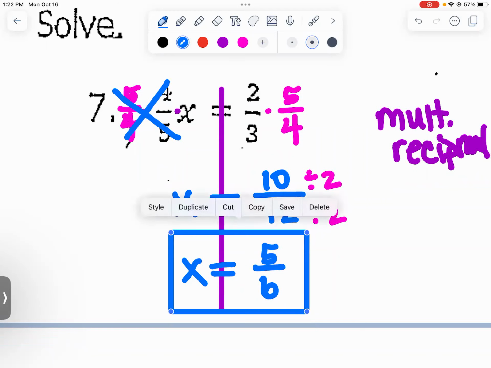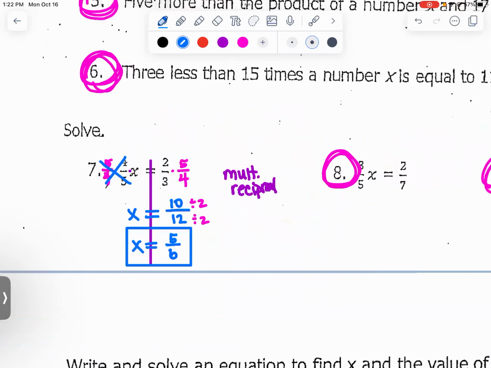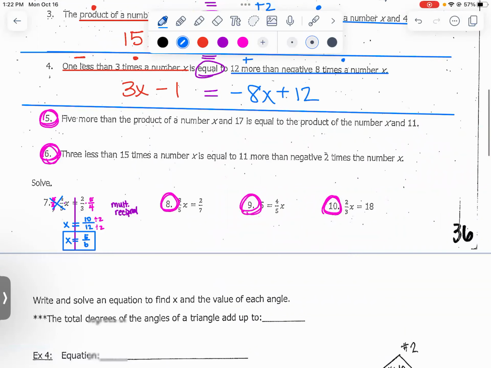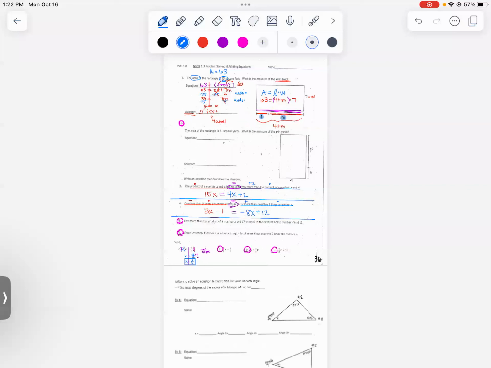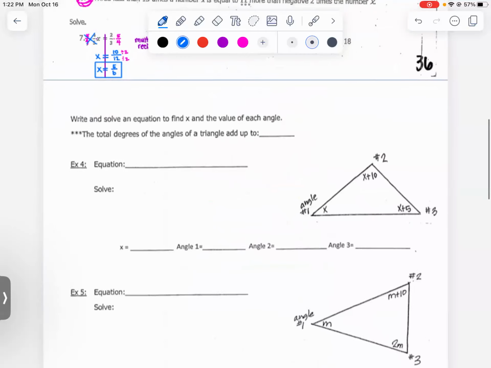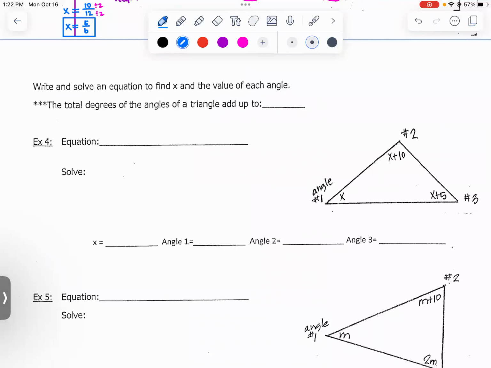So far we have circled 1, 2, 3, 4, 5, 6 problems for homework. Go ahead and turn to the next page. You're going to have a total of 8. We're going to do one more together. We're going to do this triangle one.